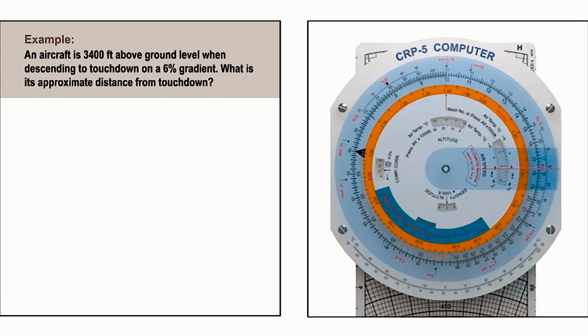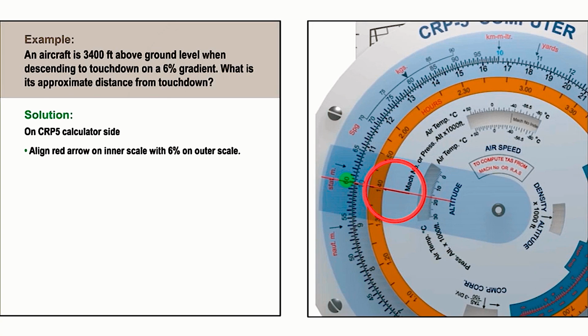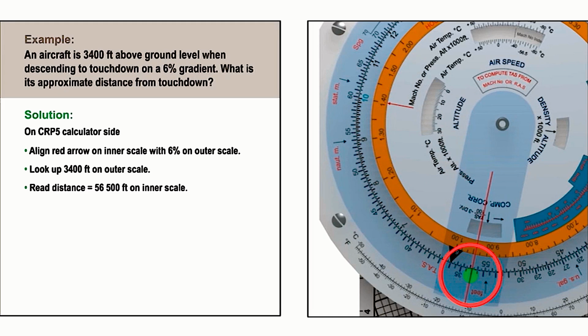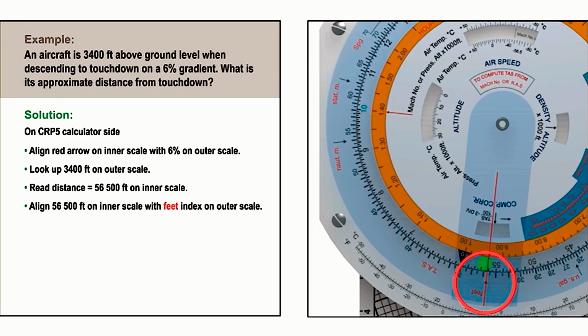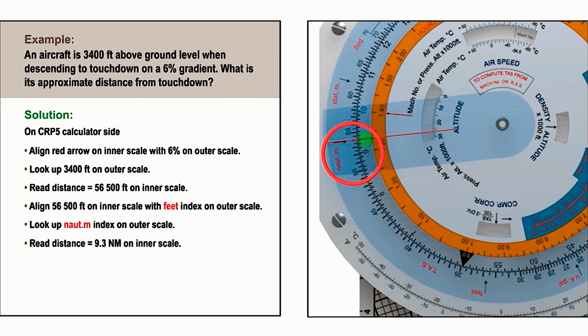In this case, we know the aircraft is on a 6% gradient descent and is at 3,400 feet, and we wish to find its approximate distance from touchdown. We align the red arrow with the gradient, 6, on the outer scale, and then look up 3,400 on the outer scale. On the inner scale, we read off 56,500 feet. To convert this to nautical miles, we align the 56,500 on the inner scale with the feet index on the outer scale, and moving the nautical mile index on the outer scale, we read off the distance of 9.3 nautical miles on the inner scale.